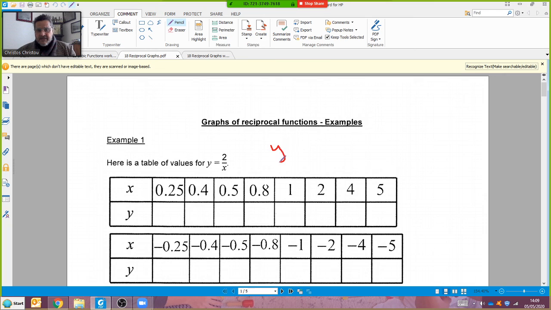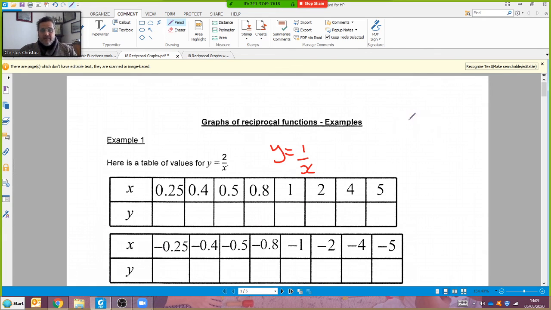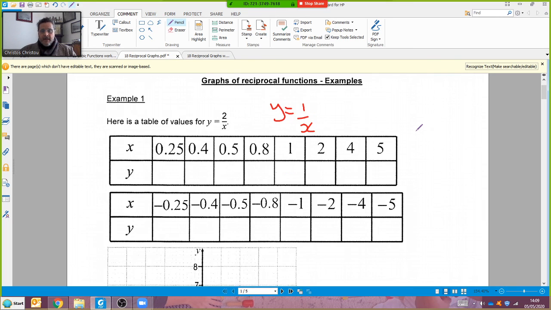So this is a reciprocal graph. It's based on 1 over x. And clearly, if you go 1 over x times 2, you end up with 2 over x. The style of the graph is quite unmistakable. It's shocking. And let me show you what it looks like.